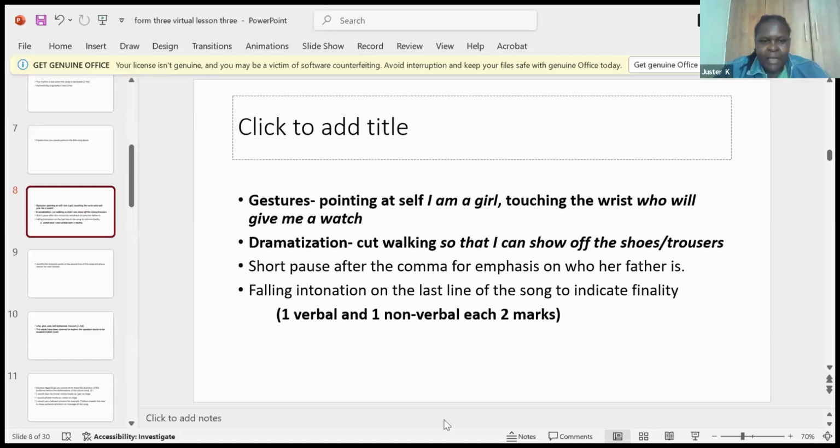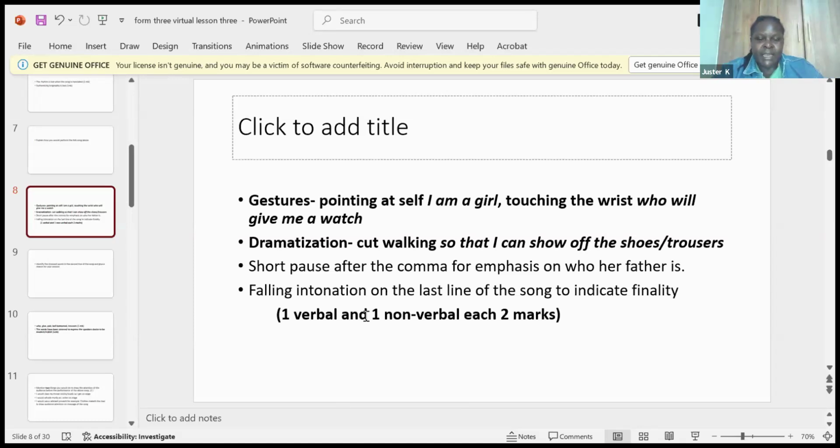Thank you, Jack. Now, something I want to mention by you looking at those answers: when you're giving the answers of performance, the answer should be from general to specific. I would use gestures is very general. Specific is when you contextualize and say, pointing at yourself when saying, I am a girl; touching on the wrist when saying, who will give me a watch? So you move from general to specific. Dramatization is general. Then specific is when you say by catwalking to show off the shoes or the trousers.